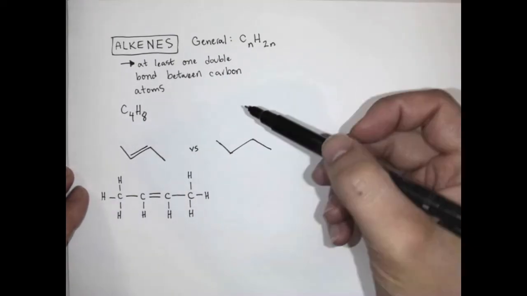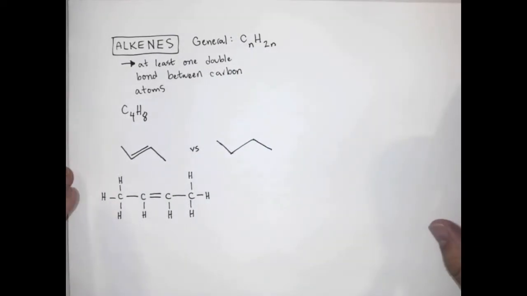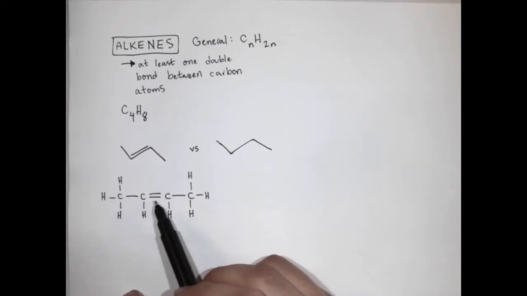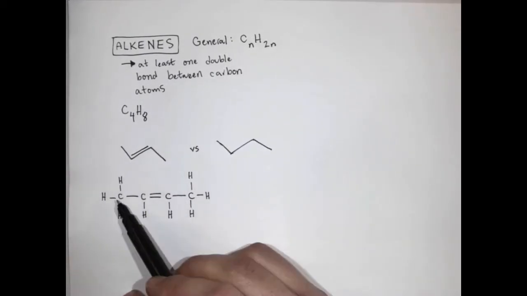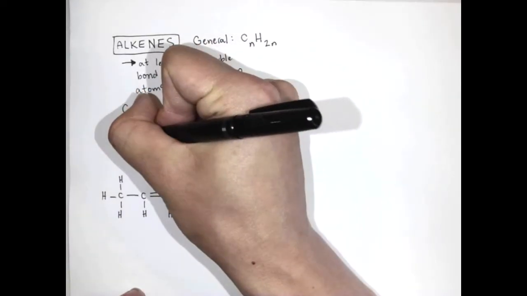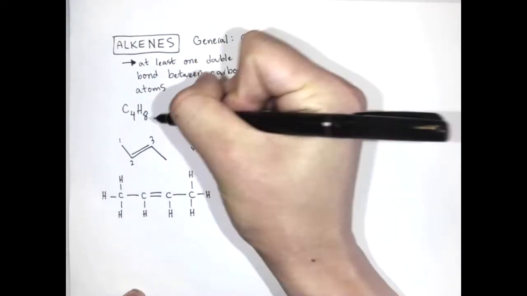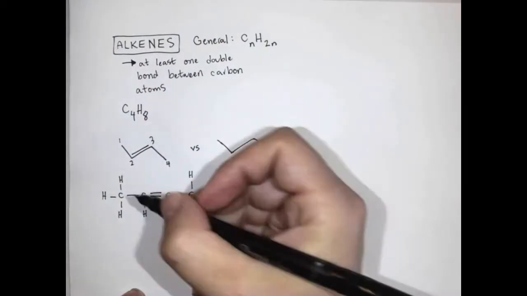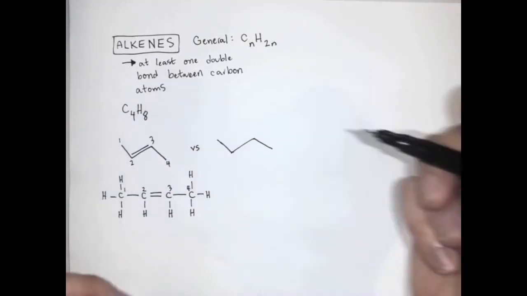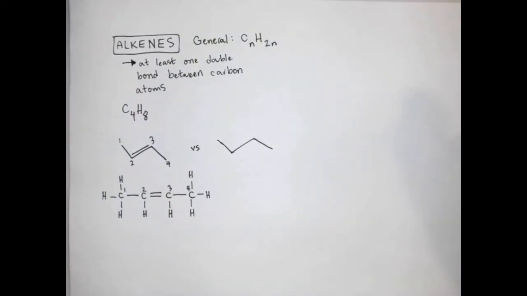So what do we call this molecule here? Well, the first thing we're going to do is count all the carbons in the longest continuous chain of carbons. And I've got 1, 2, 3, 4. And I'll just label them here too. 1, 2, 3, 4. So the root is going to be but-, just like we would see with the alkane.